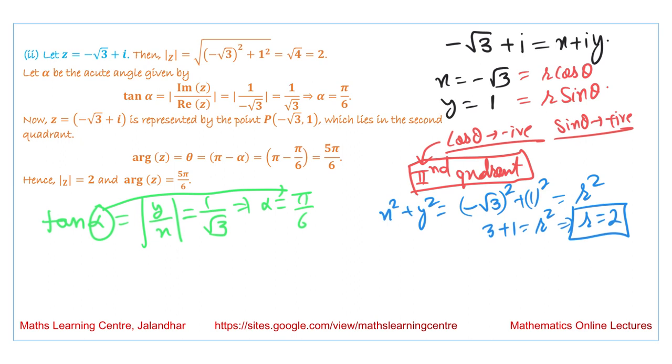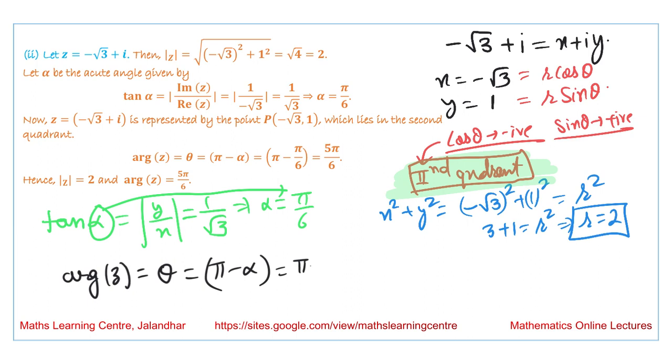And we have already seen that this number lies in the second quadrant. So based upon the formula that we have already studied, the argument of z, that is theta, is equal to pi minus alpha. That will be equal to pi minus pi by 6, that is equal to 5 pi by 6.